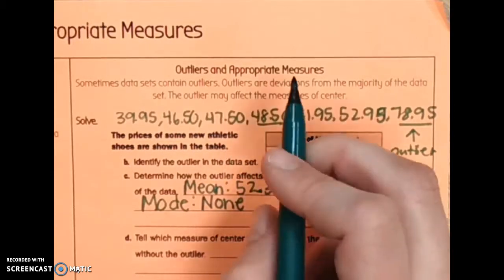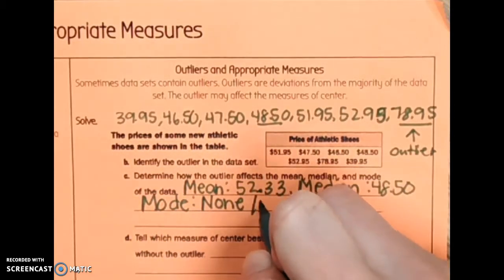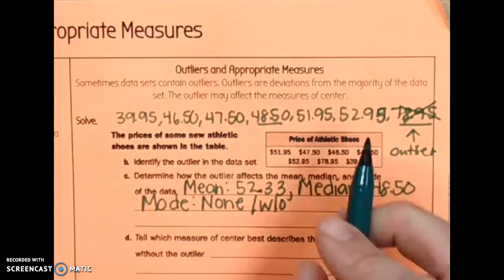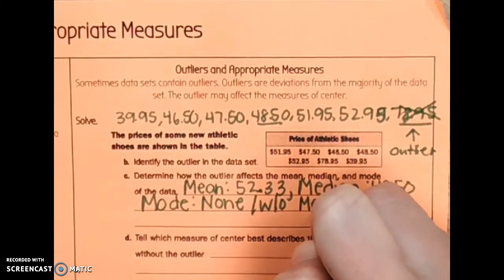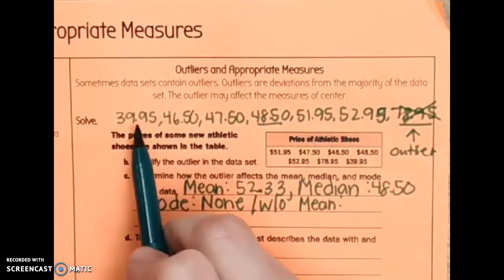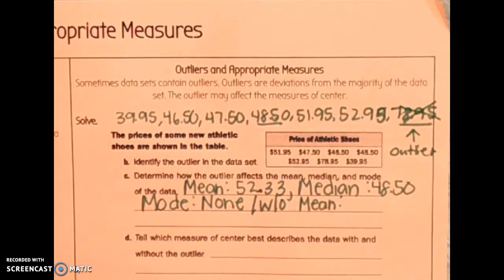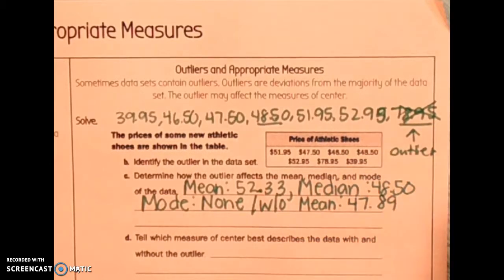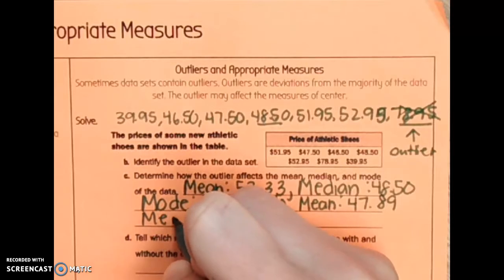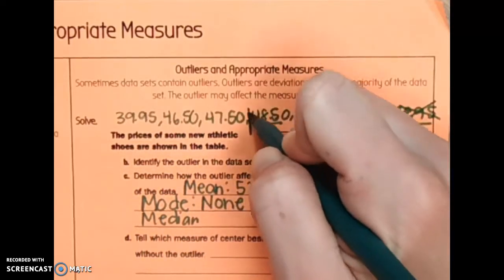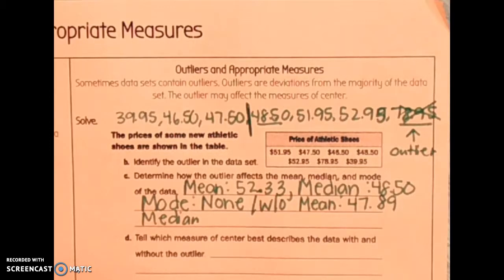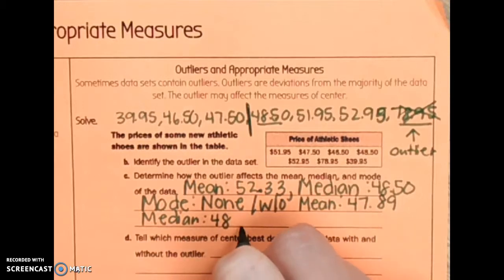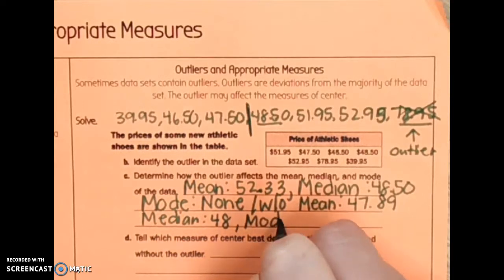Okay, so that was with, now we're going to be without. That means we're going to take the outlier out and just find the measures with the rest of the data. So for the mean, now I'm only adding 1, 2, 3, 4, 5, 6 numbers together. I'm going to add them together, divide by 6, and I get 47.89. The median is now halfway between these numbers. So we add them together and divide by 2. And we get 48. And again, there's no repeated numbers, so the mode is none.